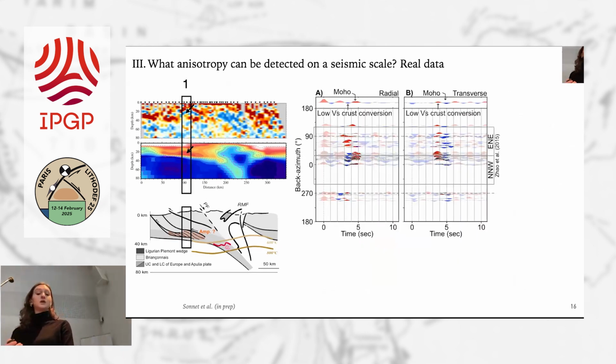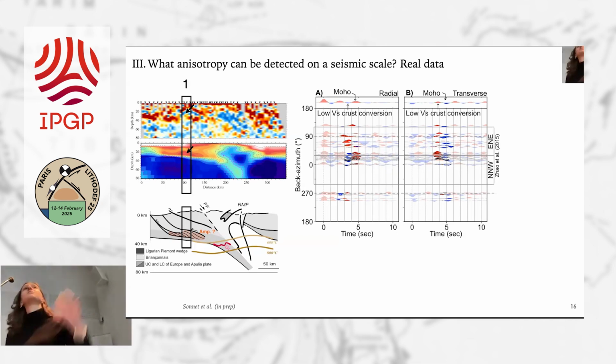But it is not trivial, and it's still work in progress. So I'm only showing you the result for a station that is above the external crystalline massif here, which records the low Vs anomaly velocity here. And so here there are two components, radial and transverse, and the first conversion highlighted here is associated to the low Vs crust, and the second is associated to the Moho.